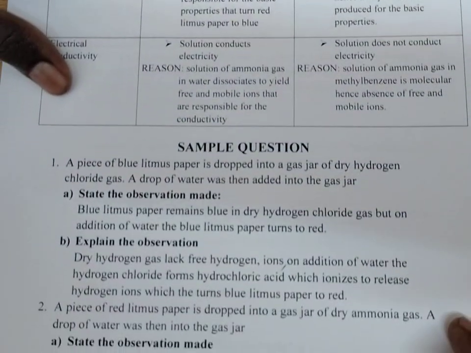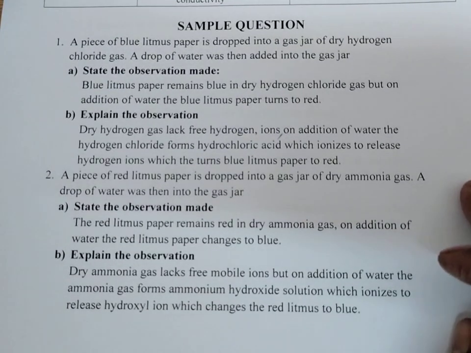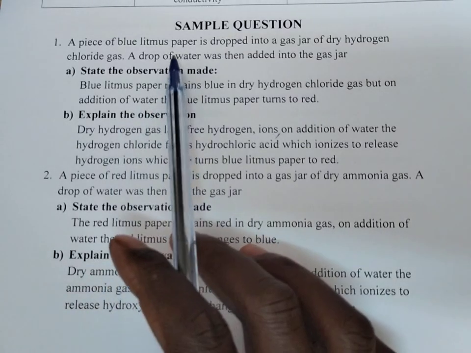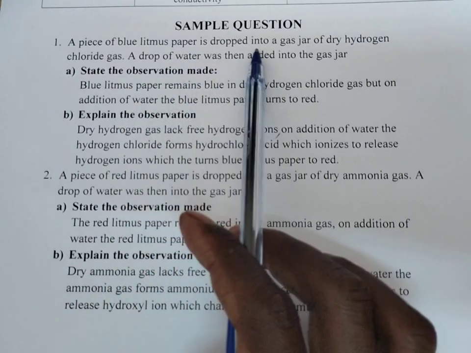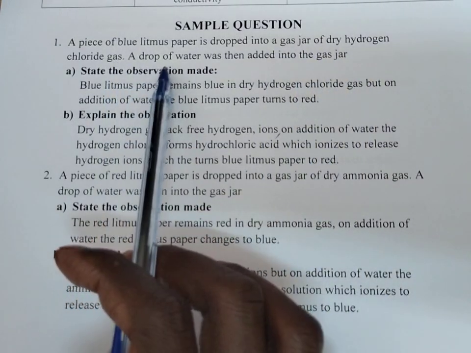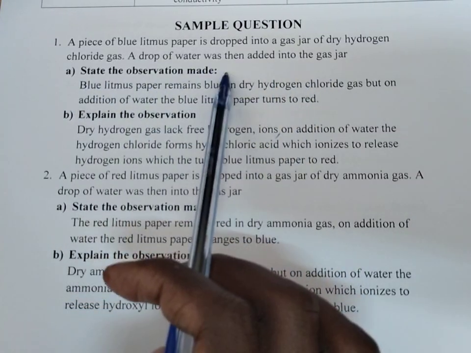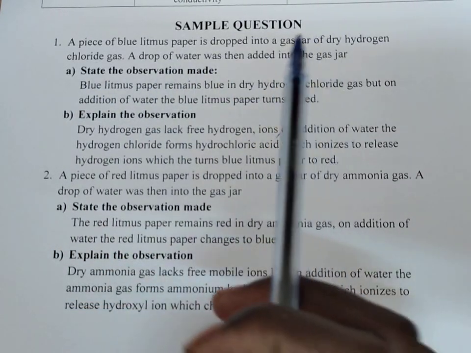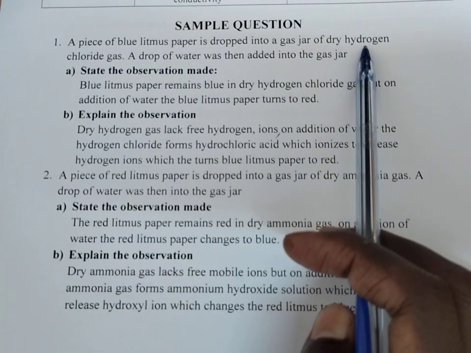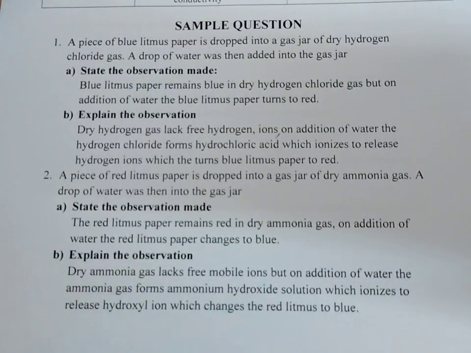Let's see now some simple questions that come from this concept, the questions that we expect in the exam. Question 1: a piece of blue litmus paper is dropped into a gas jar of hydrogen chloride gas. A drop of water was then added into the gas jar. State the observation made. We have blue litmus paper. When it is dry, does a dry gas have an effect on litmus paper? No. Why? Due to absence of moisture.